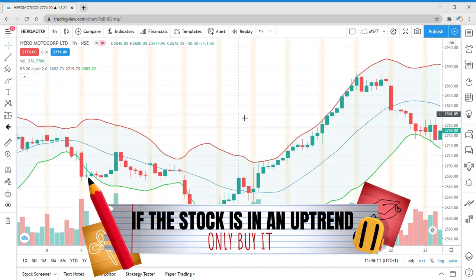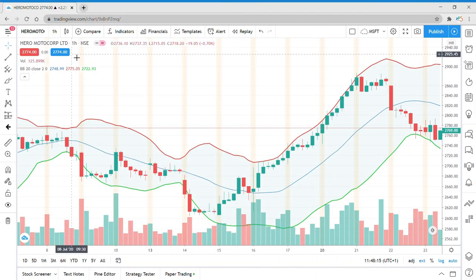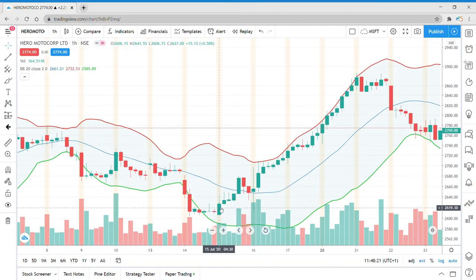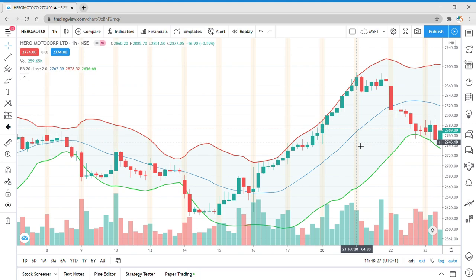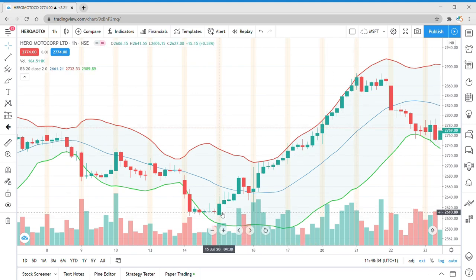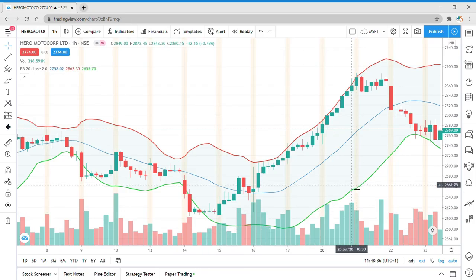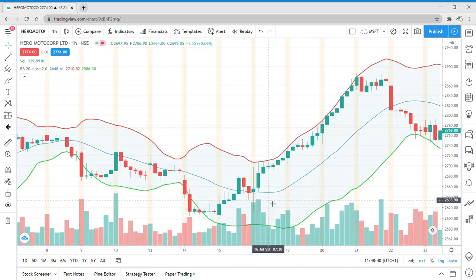Let's take an example to understand this further. So I'm on Hiramotoko's 1 hour chart. So Hiramotoko is in an uptrend from 15 July all the way to 21st July. So we can take a buy trade anywhere in between 15 July and 21st July. So let's go to a shorter time frame to see where we can get a trade.